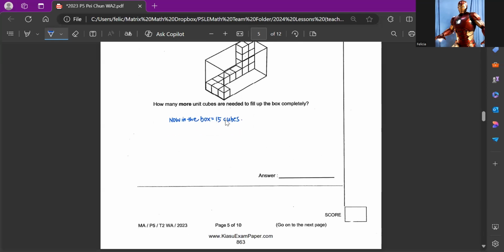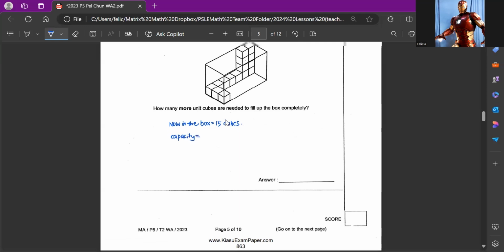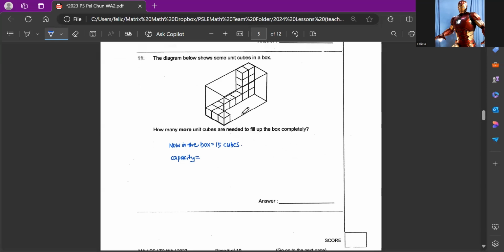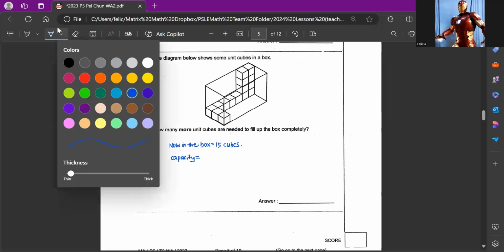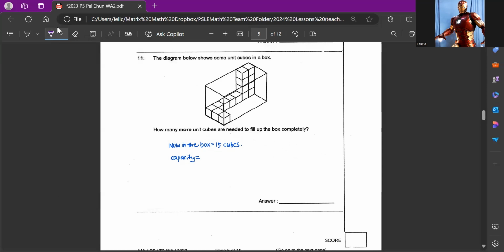All right, maximum capacity. I'll just write down the word capacity. Capacity means the whole box, how many cubes can fill up the whole box. Now, very easy. Just look at the length, breadth, and the height. Okay, so lengthwise, you notice that lengthwise, you count those that are already arranged here. So 1, 2, 3, 4, 5, 6, 7. So lengthwise can fill 7 cubes. Okay, this lengthwise. Let me just draw the arrow.